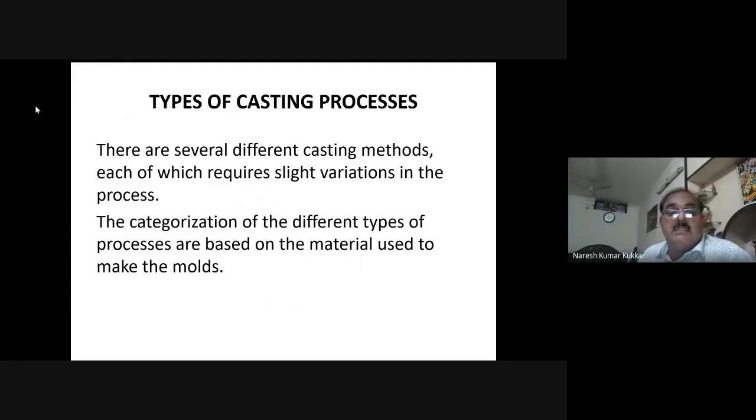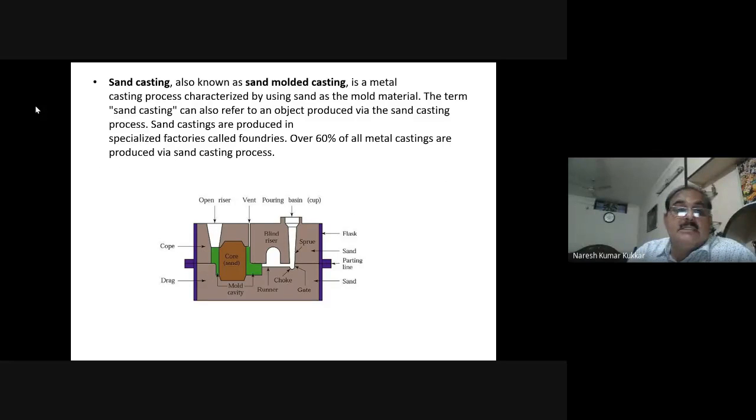Types of casting process. There are several different casting methods, each of which requires slight variation in the process. The categorization of different types of processes is based on the material used to make the mold. Number one is sand casting.